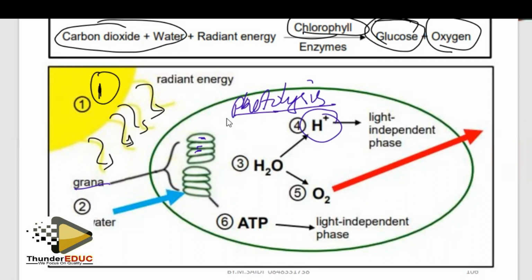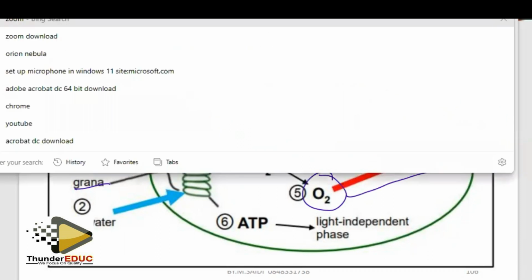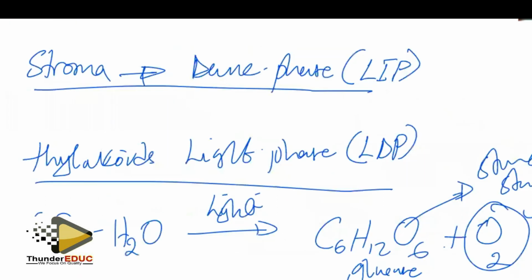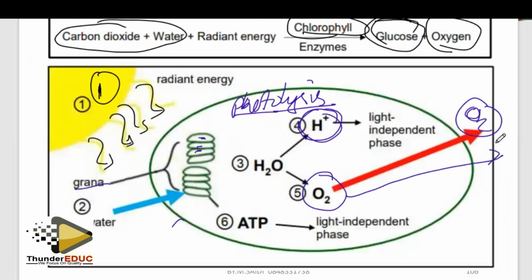The water is going to break down into hydrogen ions plus oxygen. Because we don't need the oxygen, the oxygen will move out of the leaf. Hence, the first product of photosynthesis, before glucose, is oxygen. So oxygen is released when the process of photosynthesis is just at the beginning, and is not yet a major product.